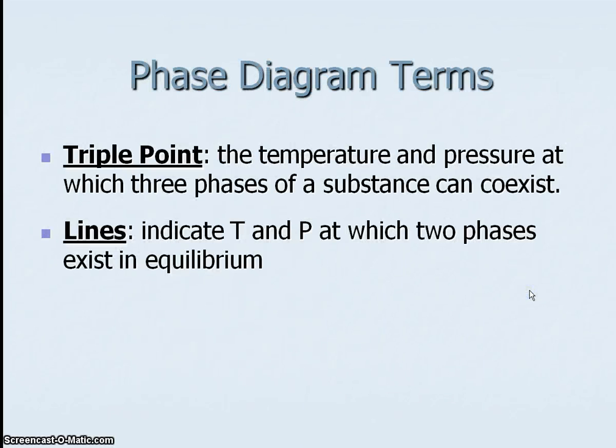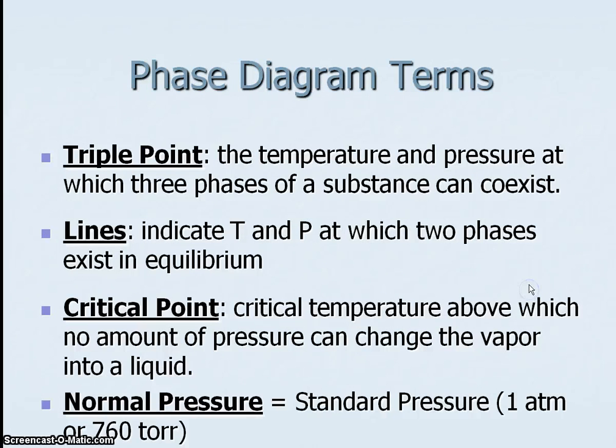So go ahead and pause the video and write down these definitions. The triple point is where you could have all 3 phases. The lines represent 2 phases. The critical point is that last temperature where you could still have a liquid. And then the most important one that people tend to forget is the normal. Anytime you see the word normal, I want you to circle that word and I want you to circle standard pressure. So normal happens when it's only at standard pressure.